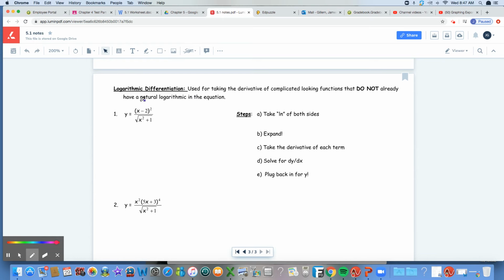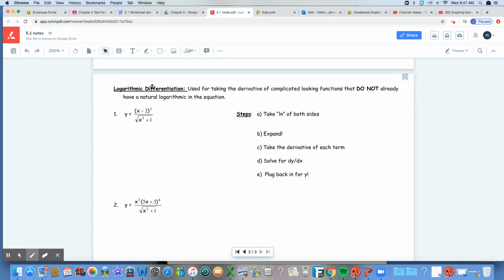Two things we're going to talk about: logarithmic differentiation and implicit differentiation. Logarithmic differentiation is used for taking the derivative of complicated looking functions that do not already have a natural log in the equation. If I were to look at this and say find the derivative, you'd probably think we have to do some sort of quotient rule. But the problem is that when you use the quotient rule, you'd have to use the chain rule on top. I've got a square root and a fraction. It's going to be a pain.